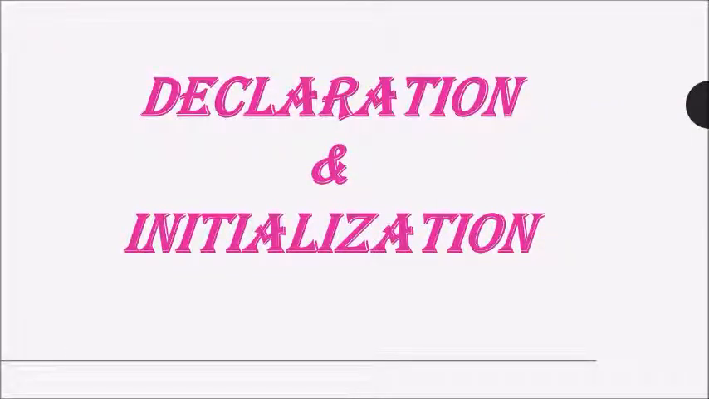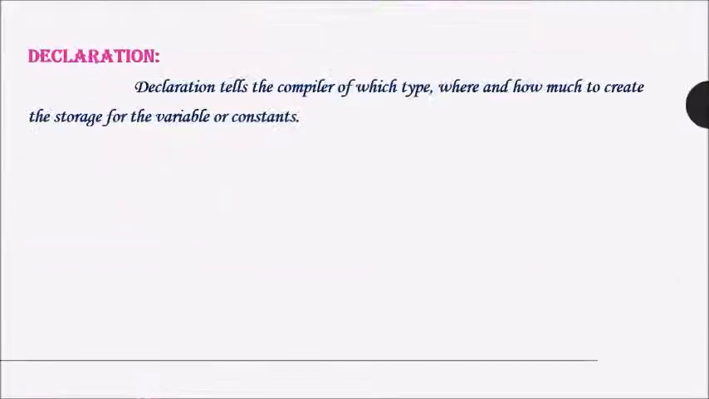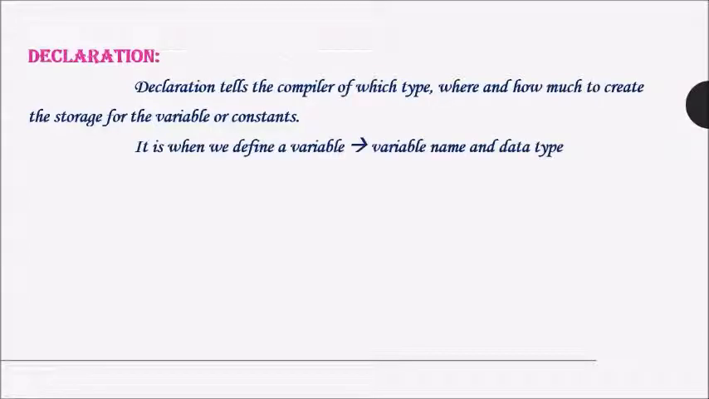Now we are going to discuss declaration and initialization of variables or constants. Declaration tells the compiler which type, where and how much storage to create for variables or constants. When we define a variable, we need to declare the variable name and data type. If you want to declare an integer, first we name that integer number, then we specify to the computer that number is an integer. Essentially, we have to declare that variable. Next, we can initialize that variable.